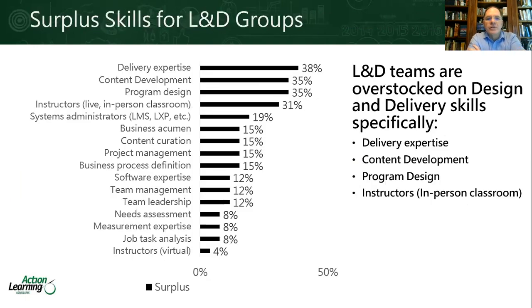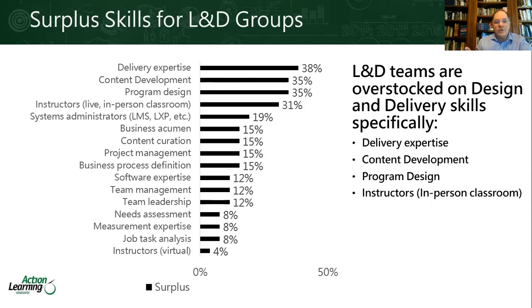Now let's talk about skills. We asked 2 questions here. The first was, what are your surplus skills within your L&D groups? The reason we were asking about skills is because if L&D is going to serve the needs of the business, it has to have the skills, the people, the capabilities, the tools in order to do that. So let's see if the skills are actually present. And I asked, well, where's the surplus? And the surplus comes in terms of delivery expertise, content development, program design, and live in-person instructors.